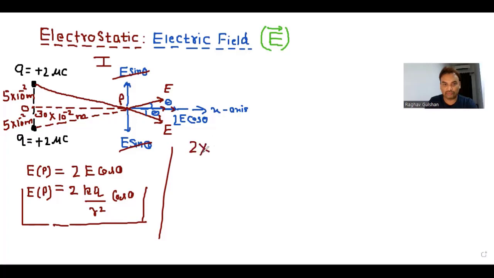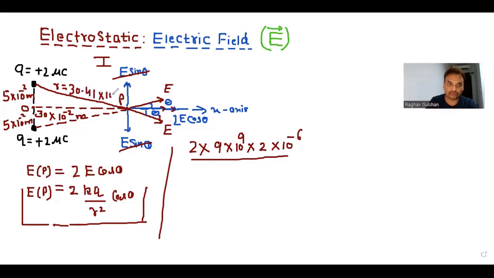So let me just put the values. 2, and the K is 9 into 10 raised to the power 9, and the Q is 2 microcoulomb, so 2 multiply 10 to power minus 6 coulomb, right? And R square. Now this distance, if you calculate it, it will be 30.41 multiply 10 raised to the power minus 2 meter, right? But we need to scale it. So 30.41 multiply 10 to power minus 2 as whole square. And then finally cos theta, right?